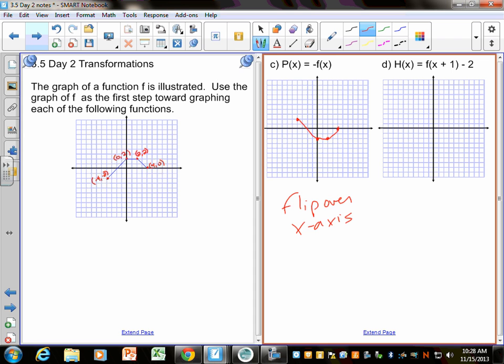What about on D? What's happening on D? Down two, left one. Yeah, two things are happening. This means it's going down two. And remember, inside means left or right, and it's the opposite way you think. So it's down two and left one. So for every point, you need to go left one, down two, or down two, left one. Doesn't matter which order you do that in.